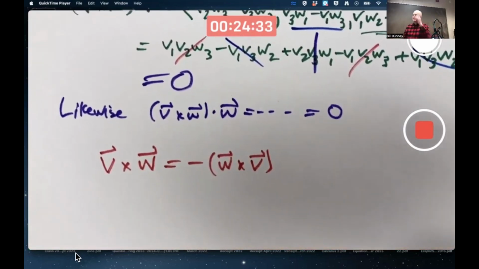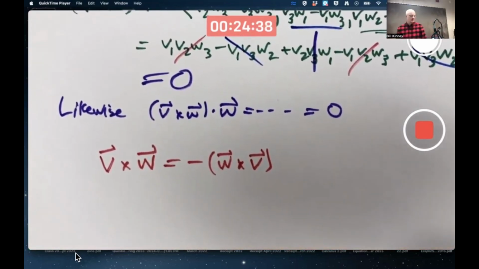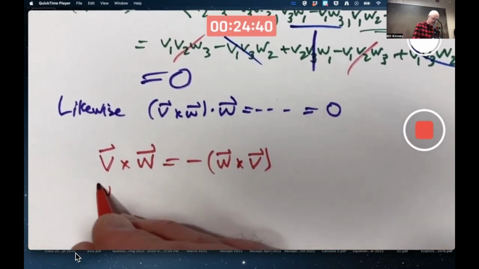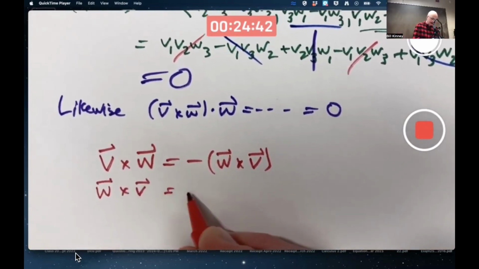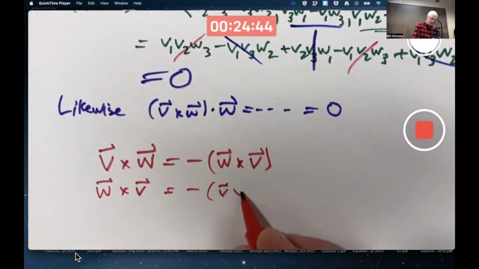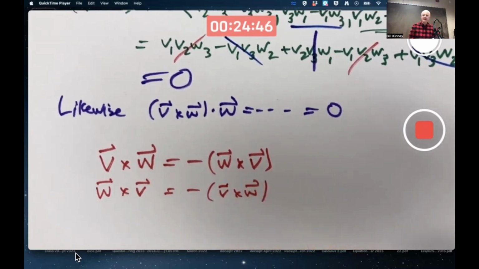The opposite, or additive inverse. Likewise, W cross V equals the opposite of V cross W. In other words, cross product is not commutative.